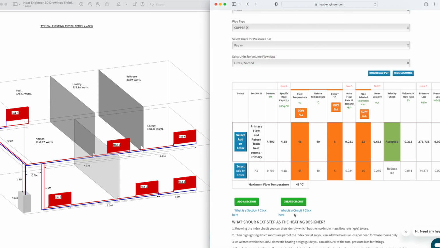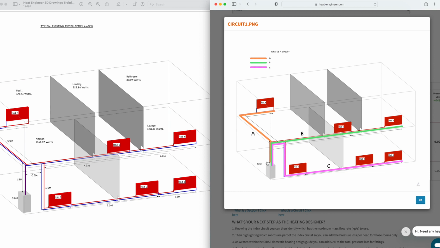And then a circuit, as we've just discussed, is simply that. So that's circuit A running out there, circuit B running out there, circuit C running out there. You could have however many circuits you want to have. This is fundamentally just a tutorial and an example.